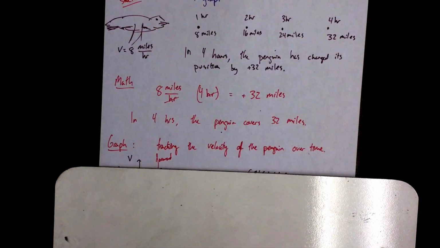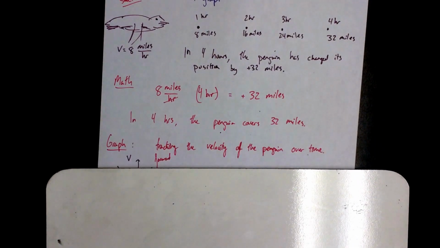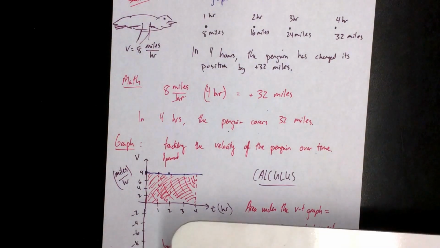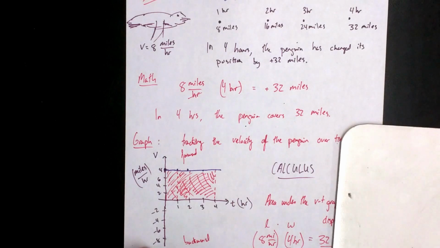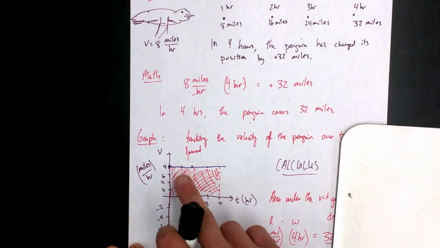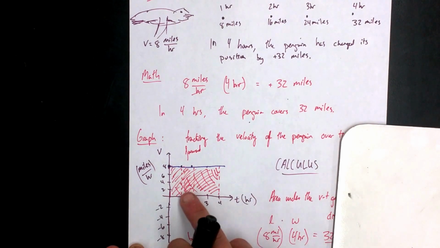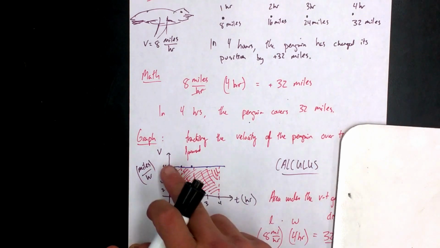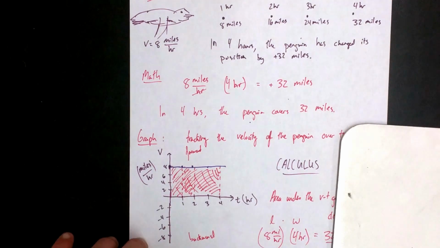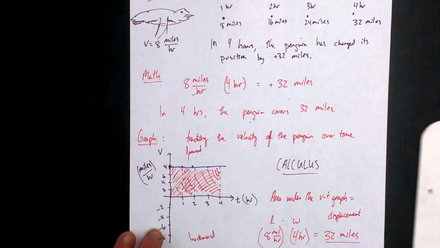And finally, the graphical approach. We're going to track the velocity of the penguin over time. As each hour passes, we're plotting on the y-axis its velocity. Well, the velocity doesn't change, notice. So here's the blue line representing at hour 1. The velocity of the penguin is 8 miles per hour. At hour 2, still 8. Hour 3, still 8. So this is a constant horizontal line. On the y-axis, I have velocity. On the x-axis, I have time.